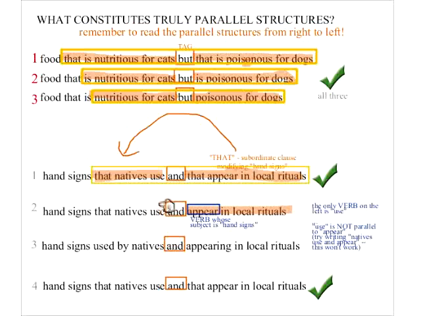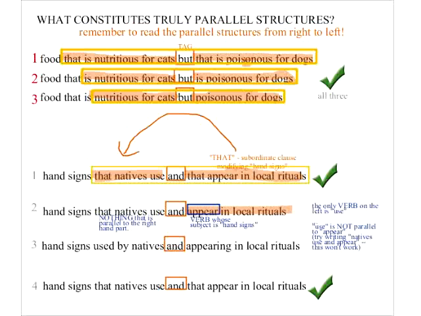This is something that natives do. This is something that hand signs do. So you can't say "natives use and appear." You can't have two verbs with different subjects trying to be parallel. So there's nothing that is parallel to the right-hand part. So this is incorrect.